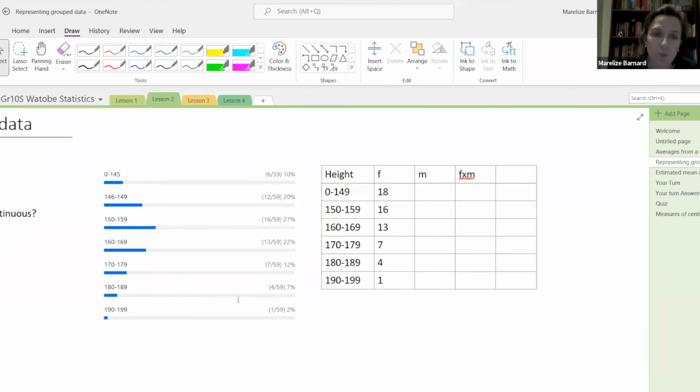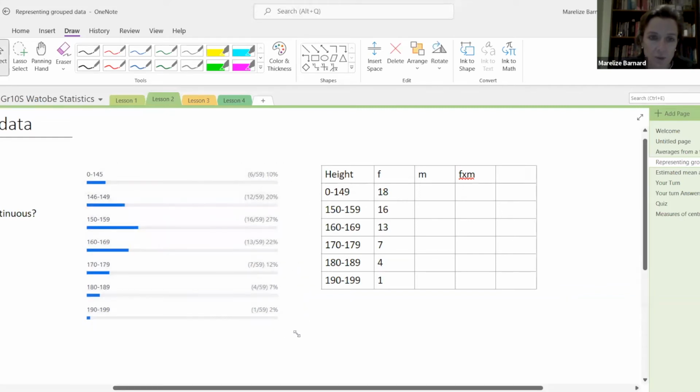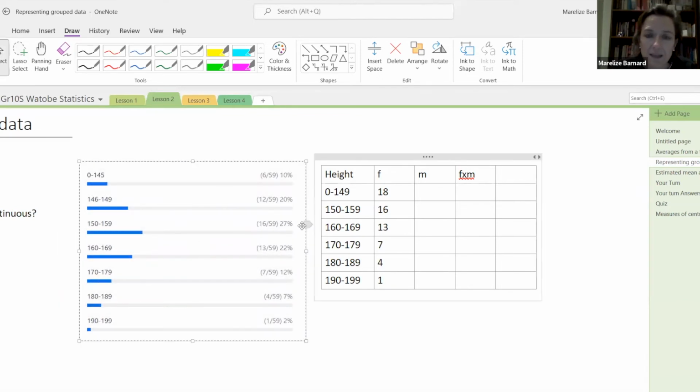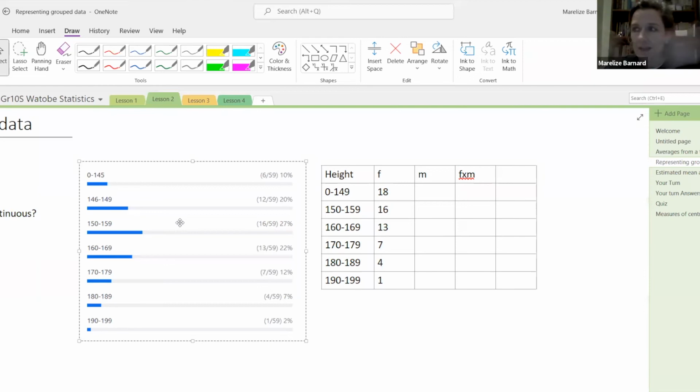Now, what does it mean when we have grouped data? So if you look at the poll, and I just put a little screenshot here of when we did the poll, this part here, we basically put the heights into groups. The first group was if your height was anywhere between 0 and 145. That was the first group.